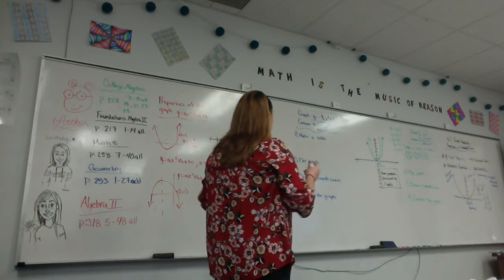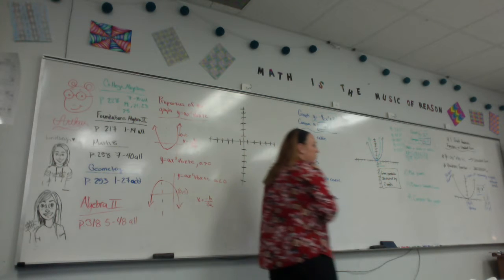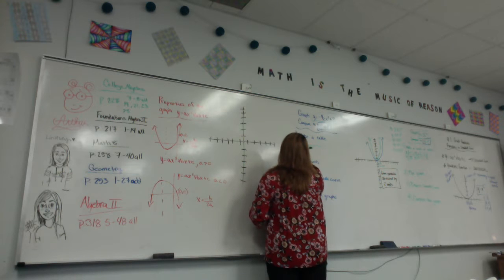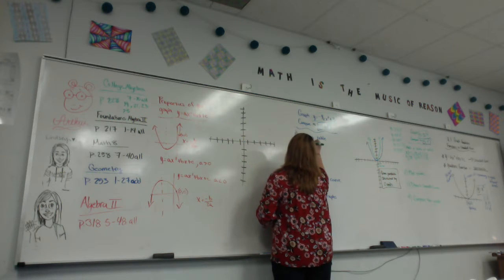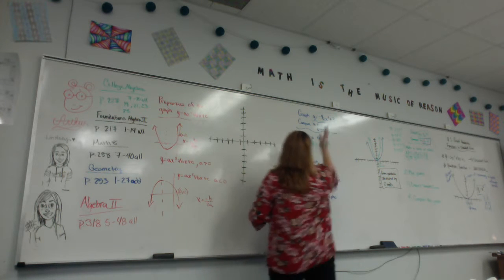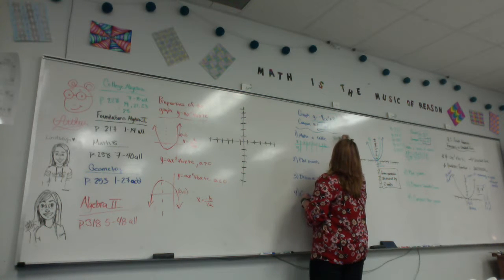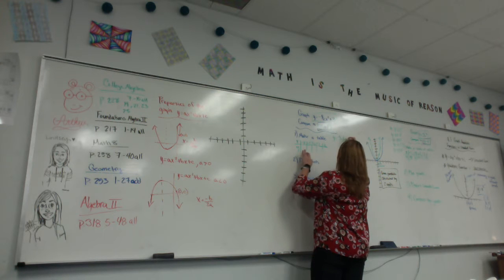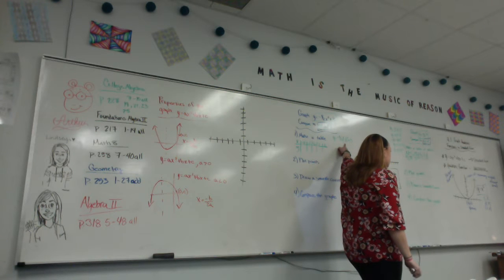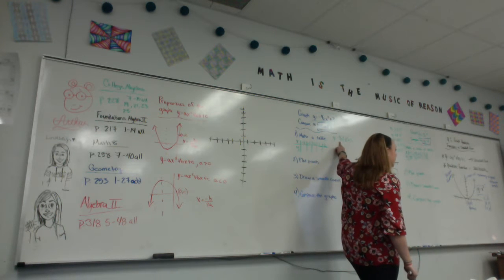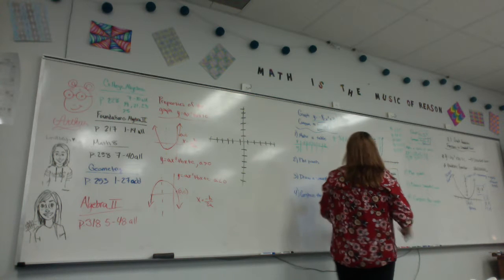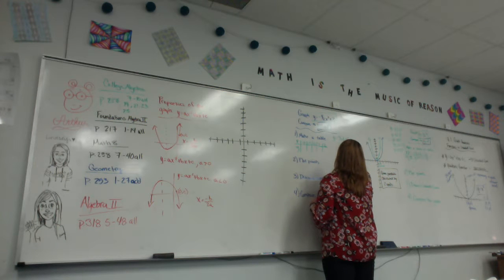Good, good, good. Okay, so make a table. Let's do our same little numbers. X, Y. We're going to do -2, -1, 0, 1, and 2. So this time I'm saying Y equals -1/2 times -2 squared plus 3. -2 squared is what? 4. What's 4 times -1/2? -2. And what's -2 plus 3? 1. Okay, so we have this.